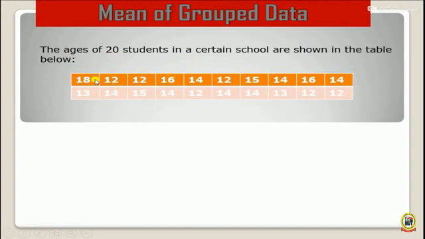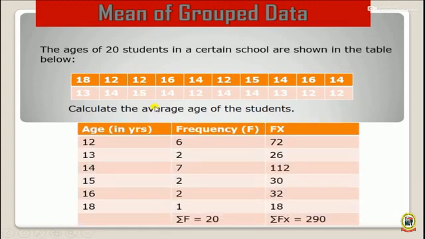So from this table, you will discover that the least age here is what? 12. And what is the highest age in the class? Who is the oldest in the class? Okay, the guy who is 18 years is the oldest in the class. So the question wants us to find the average age of these students. We are expected to calculate their average age.